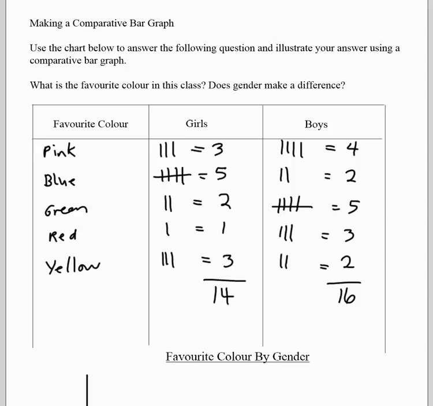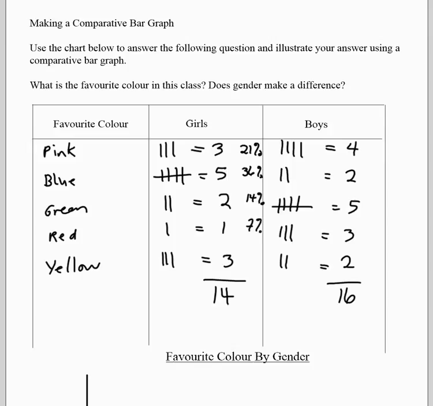So for example, 3 out of 14 would be approximately 21%. How did I do that? I did 3 divided by 14 times 100. 5 out of 14 would be approximately 36%. Now, I'm rounding here, so just be aware that I'm rounding to the nearest percent. That one would be 14%. 1 divided by 14 would be 7%.